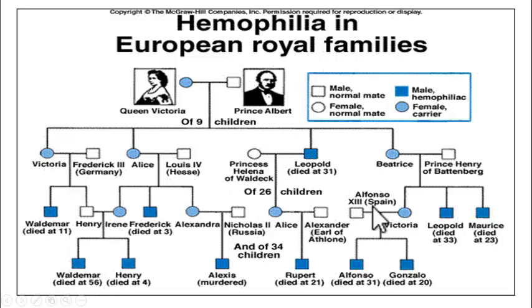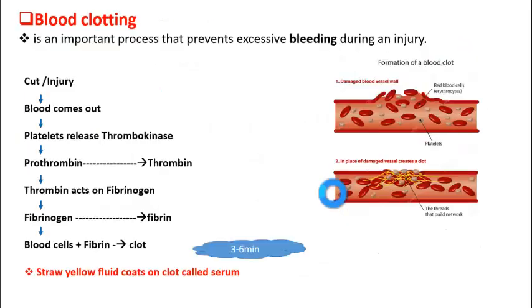Then her grandsons, they also died at early ages. See, one died at 11, 3 years, 33 years, 23 years. Then her grandsons, they also died at 56, 4, 21, 31, 20, like that. Got it? So this is how the hemophilia affected the Queen Victoria's family. Got it, students? I hope you understood about blood clotting and the blood clotting disorders. Thank you.